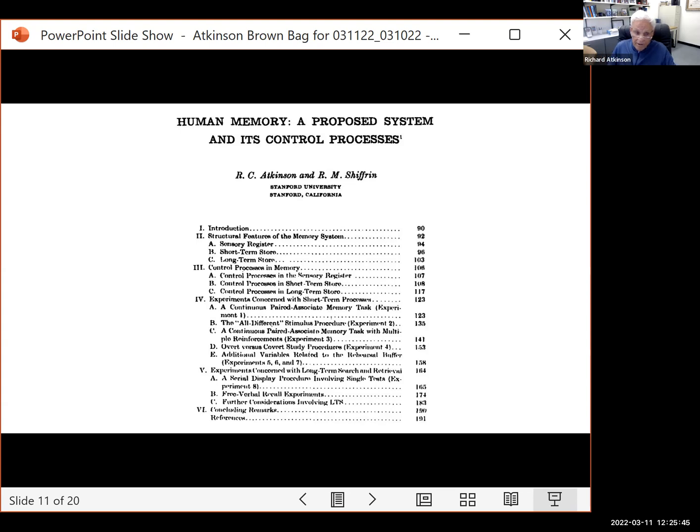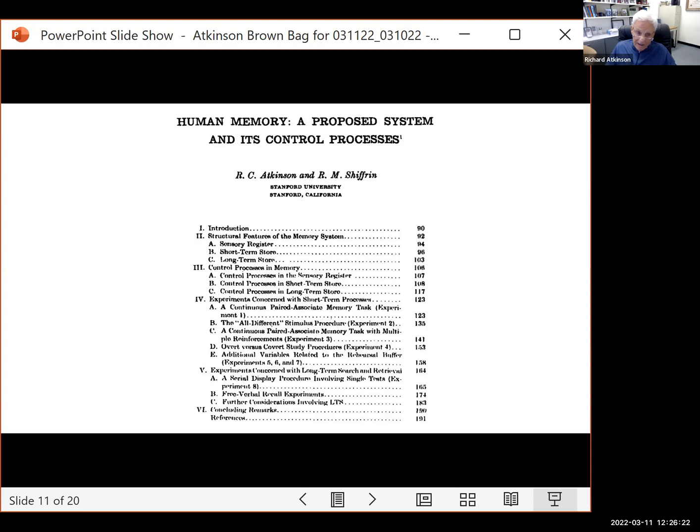So that's the system, so to speak. These 3 memories: a sensory register with a very brief, millisecond-type memory, the short-term store, and then the long-term store, which is a relatively permanent store. The first half of the paper simply reviews the concepts of these 3 structures and the flow of information through them.